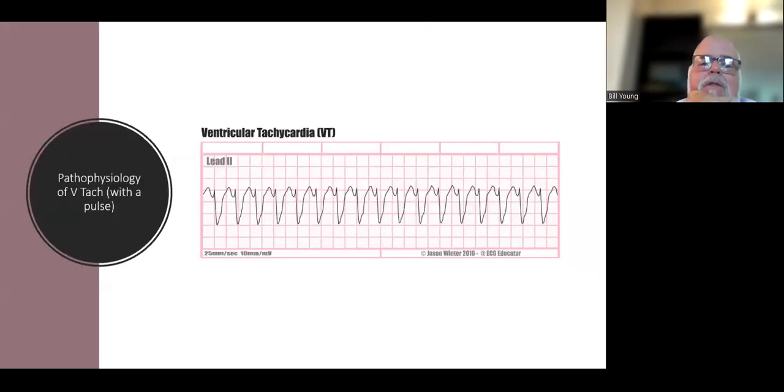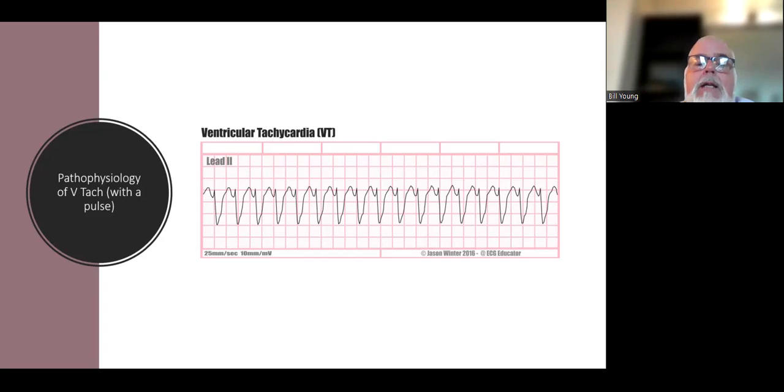All right, let's transition from SVT to VTAC. VTAC is a wide complex, which means greater than 120 milliseconds, 3 small boxes, with a heart rate of greater than 100. Now, you can have slow VTAC, you can have fast VTAC. What we're talking about in here, ladies and gentlemen, is VTAC with a pulse. We'll talk about VTAC without a pulse a little bit later on.